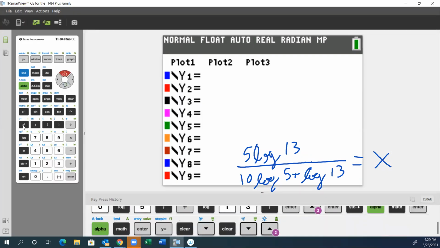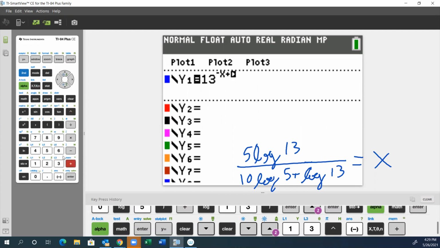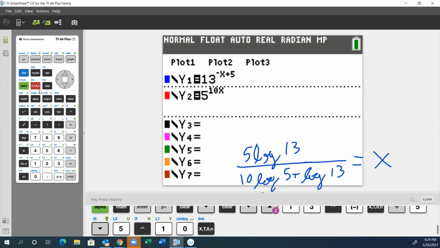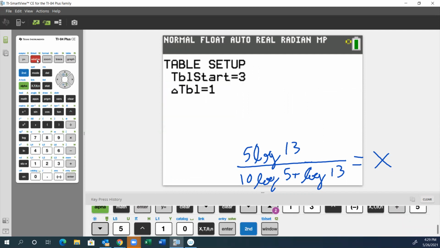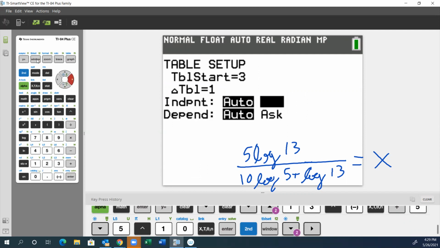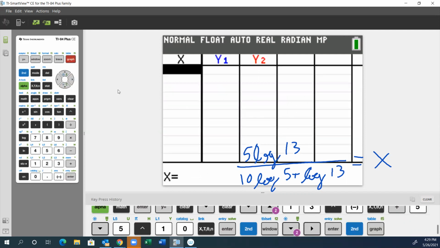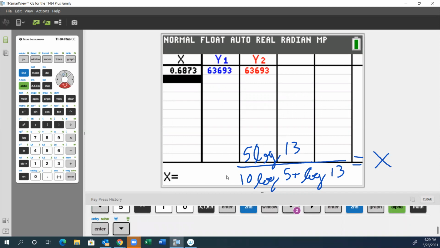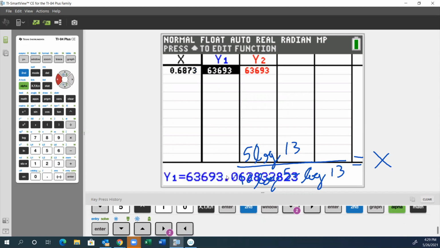So if I plug in the equation, the left side y1, right side y2, 13 to the negative x plus 5 to the negative x plus 5, and the left side was 5 to the 10x. Okay. And I'm going to go second window and pick ask. That way I can plug in whatever I want on the table. And then I can just say, all right, I'm going to plug in A. I could type this whole thing out right there, but it's kind of tricky because I can't use a fancy fraction. Now look at that. I plug that in and it makes the left side and the right side of the equation match.